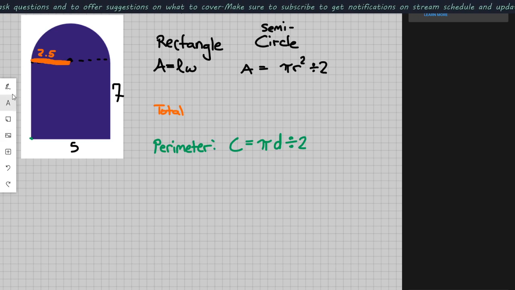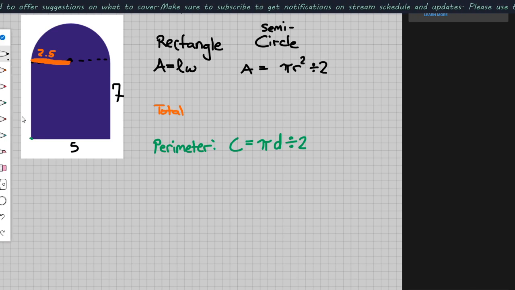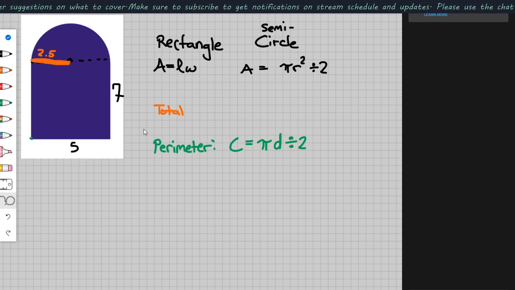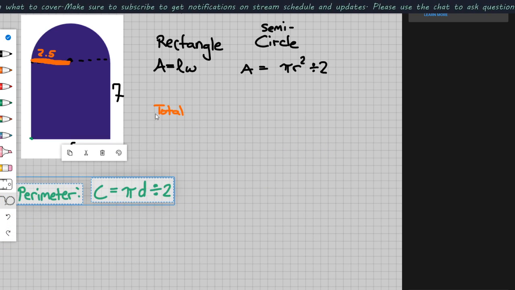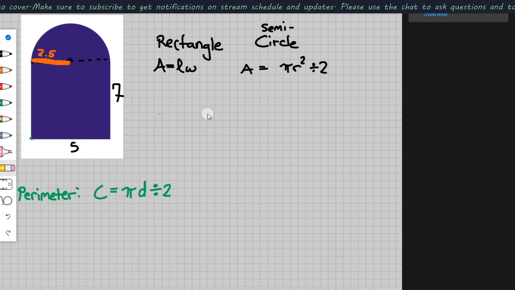So let's work through that problem real quick. I'm going to erase this. Actually, no, I'm not going to erase it. I'm going to move the perimeter piece, so we'll get to that in a second. Alright, I'm going to erase total because we don't need that right now.